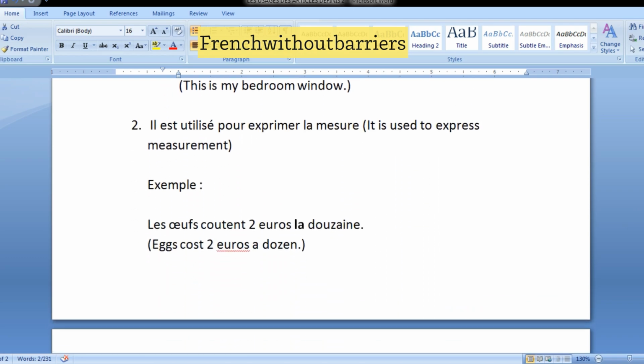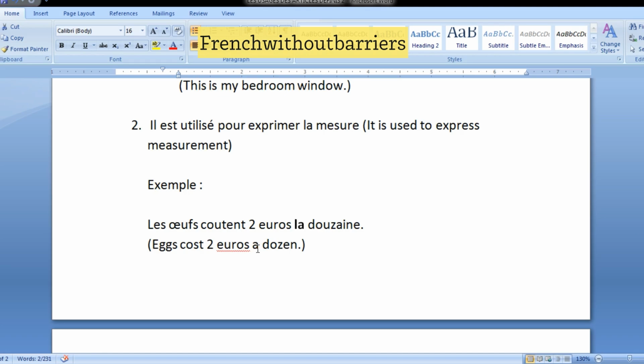Il est utilisé pour exprimer la mesure. It is used to express measurement. Let's see an example here. Les œufs coûtent 2 € la douzaine. Eggs cost 2 € a dozen.